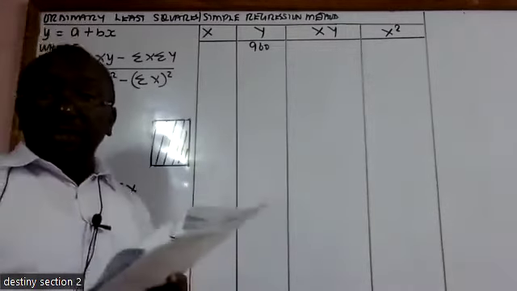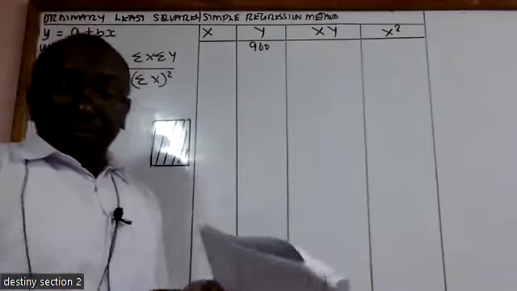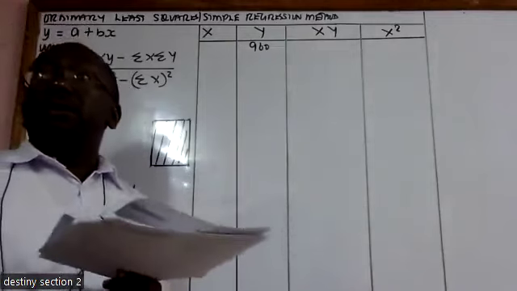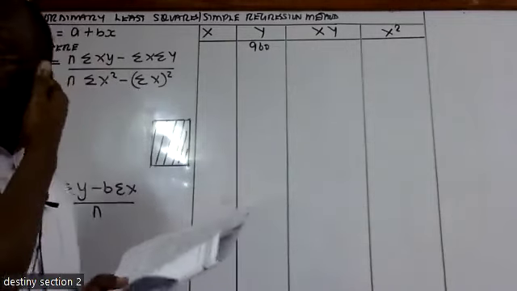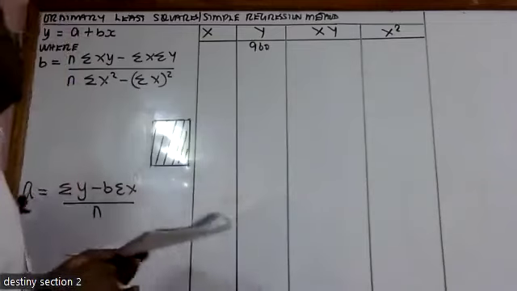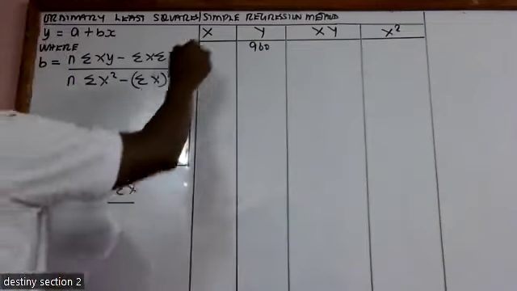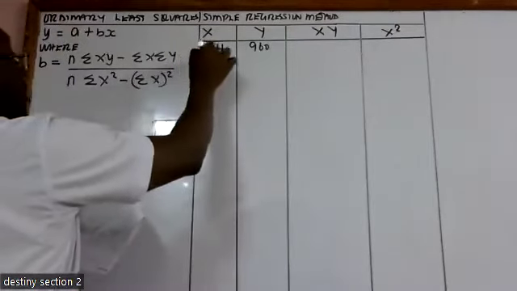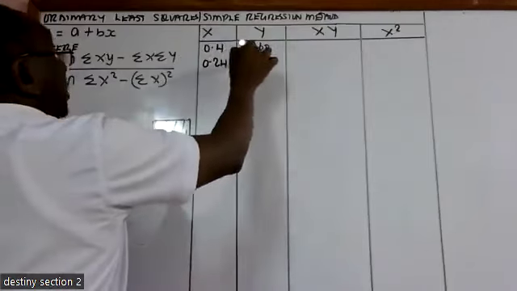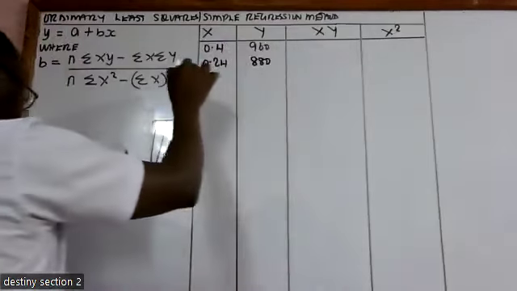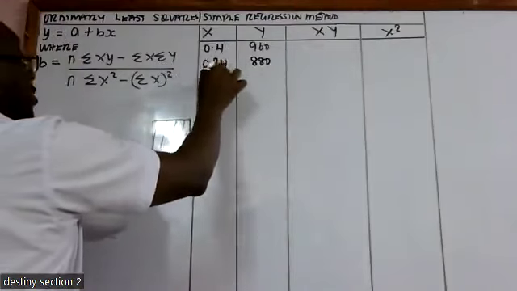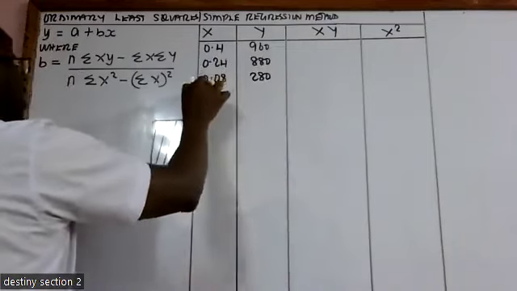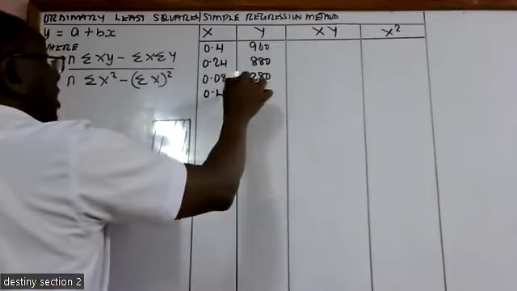which one do you want? In thousands or should we keep them full? Which one do you want? In thousands. Good. So if it's in thousands, then this one will be written as 0.4. Then this will be 0.24 versus 880. This is 0.08 versus 280. This is 0.4 versus 1200.